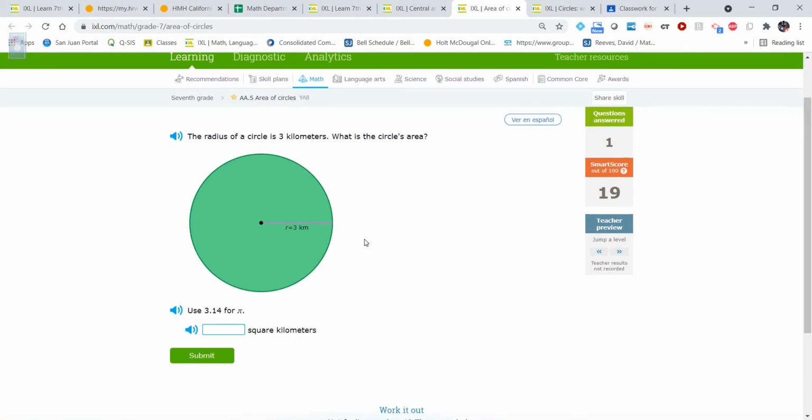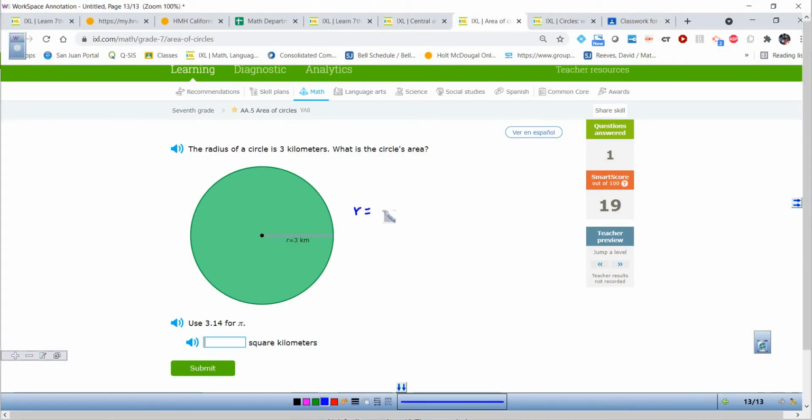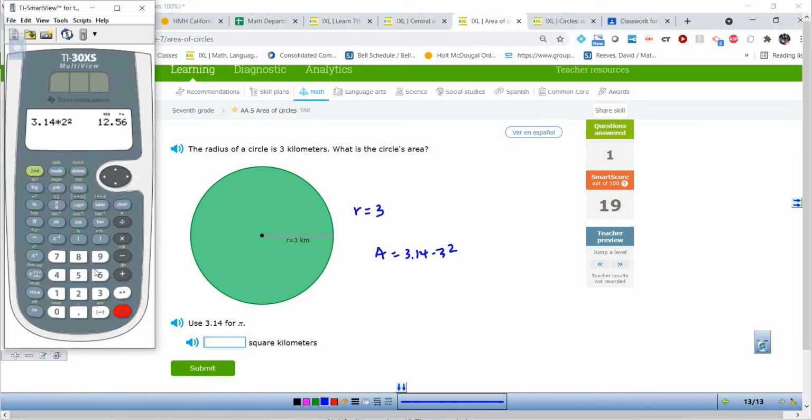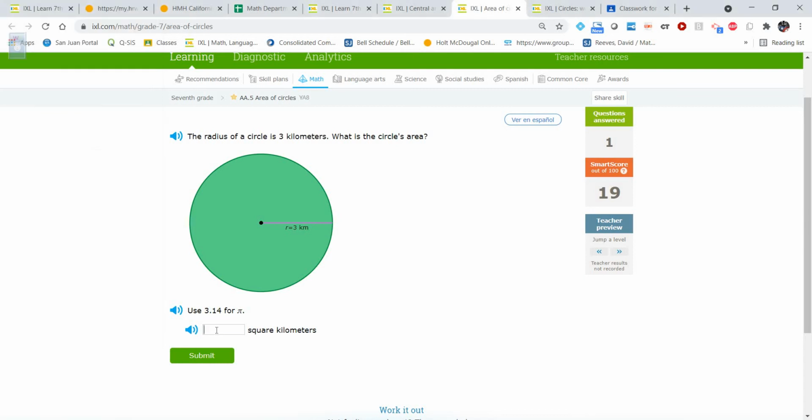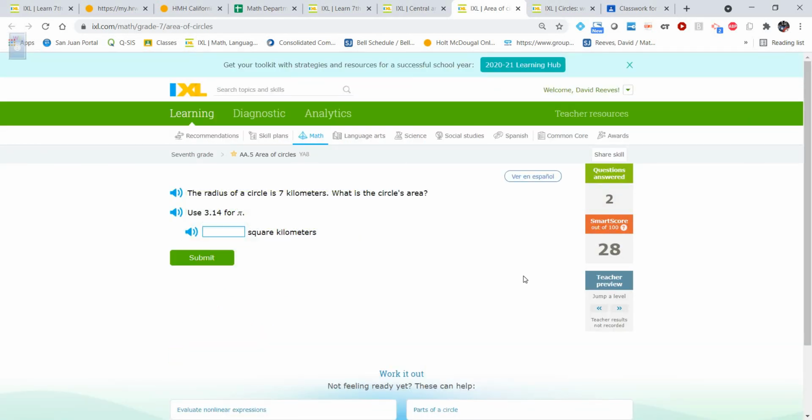All right, let me skip up to another problem here. Same idea. The radius now is 3. Our formula again is pi times the radius squared. So I'm going to do 3.14 times 3 squared. So I'm going to go back to my handy-dandy calculator. 3.14 that I'm using for pi. Last time we did 2 squared. This time we're doing 3 squared. And I get 28.26. So it's 28.26 square kilometers. Remember, area is measured always in square units.